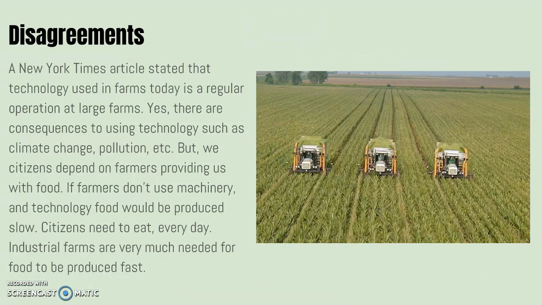Some disagreements. A New York Times article stated that technology is very much needed in farming today. If we used machines that didn't cause pollution, how long would the food take to be produced? With the number of citizens, we need machines to produce food fast in order to feed everyone. People eat every day, you know.